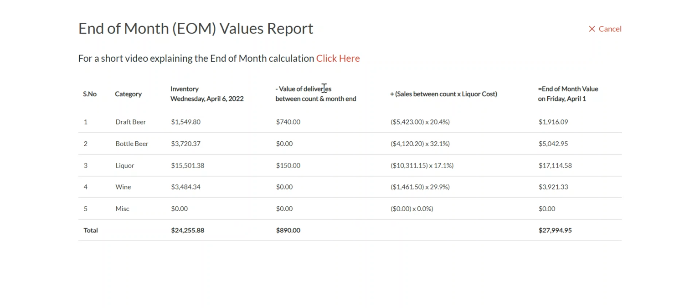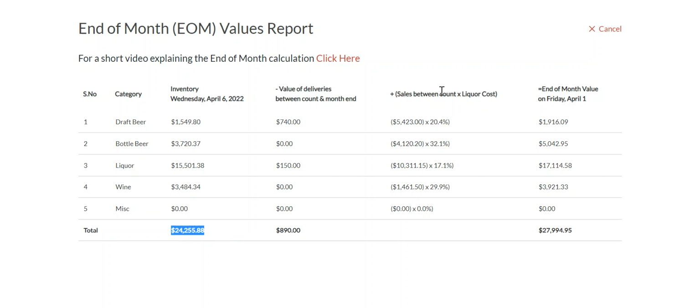The first thing is deliveries happened. By referencing the deliveries we had between the 1st and the 6th, we can back those out and adjust our inventory value by that amount. So in this case, because the deliveries added to this value of 24,000, we're going to be minusing these values by category off from the known value on the 6th. Deliveries obviously tend to increase your inventory value.